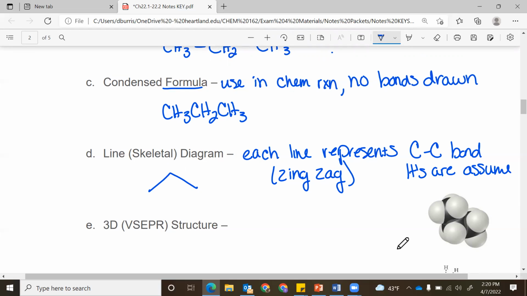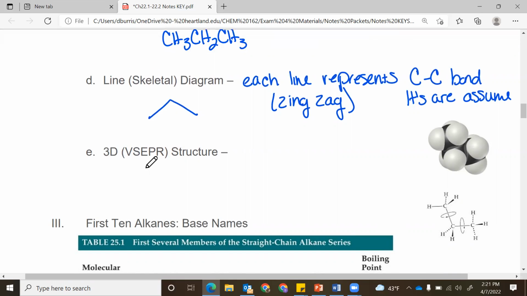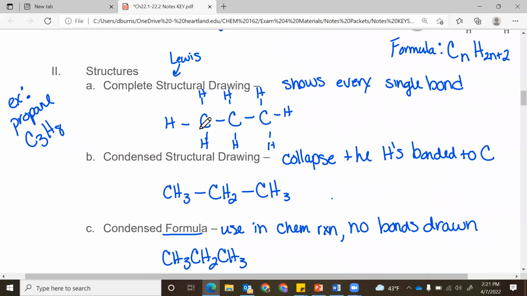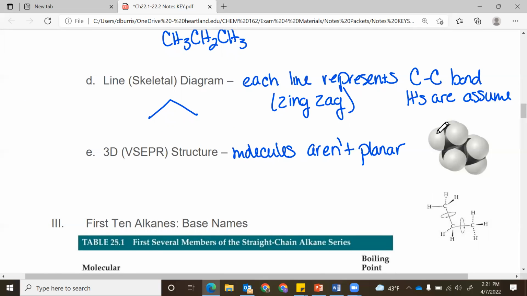Now, in reality, of course, structures are 3D. We know the angles are 109.5. You aren't going to be drawing these as much, but I do want you to think about the fact that they are 3D structures, and that would be like the VSEPR diagrams. Molecules aren't planar unless that's their shape, but molecules in general aren't planar. They're not 2D. It's not flat. It doesn't actually look like this in a flat plane, right? They stick in and out.